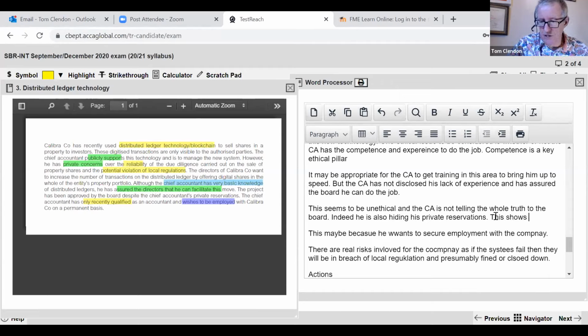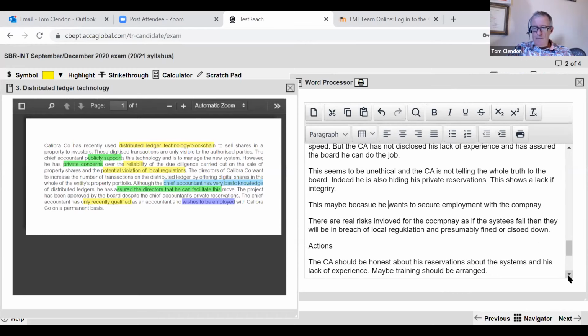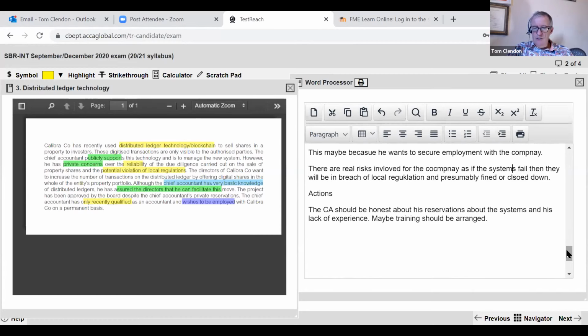Let's tie it in. This shows a lack of integrity. This may be because he wants to secure employment, so he's got a conflict of interest. There are real risks involved for the company, as if the systems fail, then they will be in breach of local regulation and presumably fined or closed down. Actions: he should be honest about the reservations, and maybe training should be arranged. I'm happy with that.